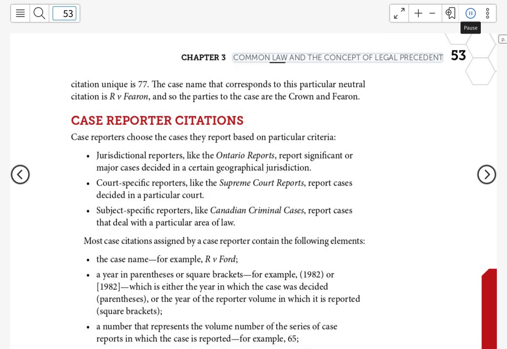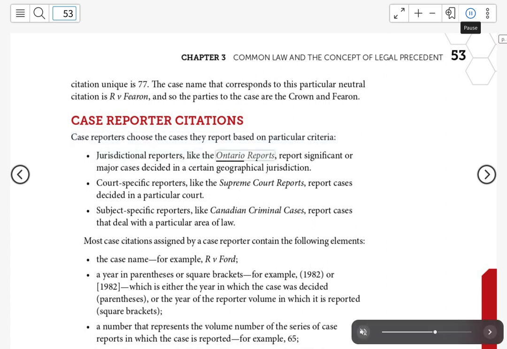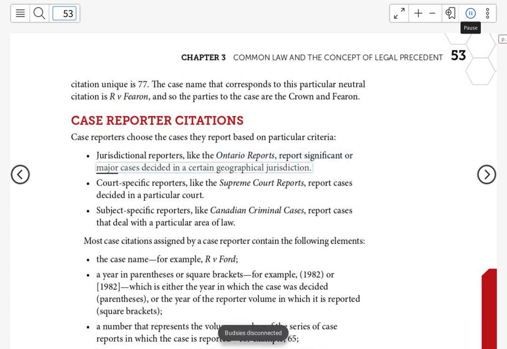Chapter 3, Common Law and the Concept of Legal Precedent. The case name that corresponds to this particular neutral citation is R. v. Fearon, and so the parties to the case are the Crown and Fearon.